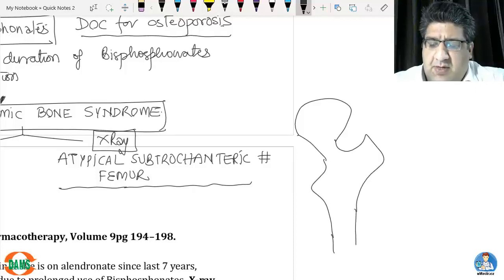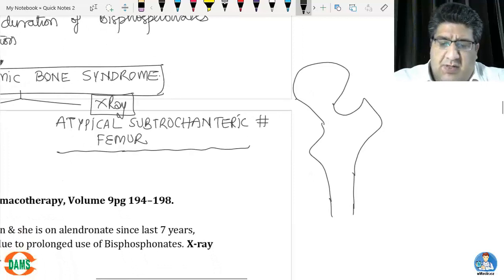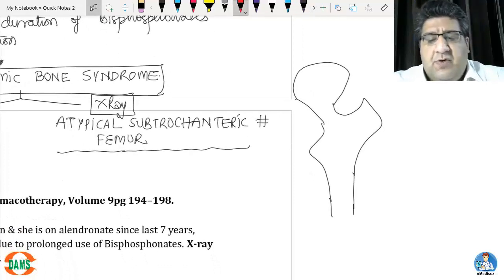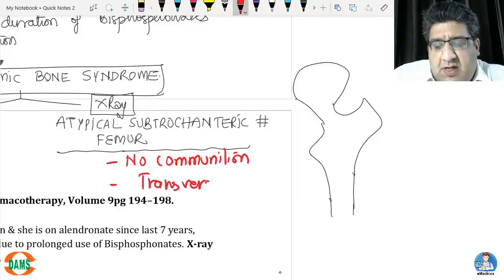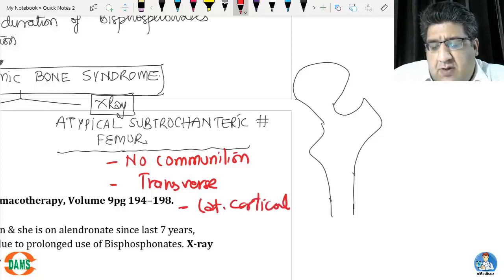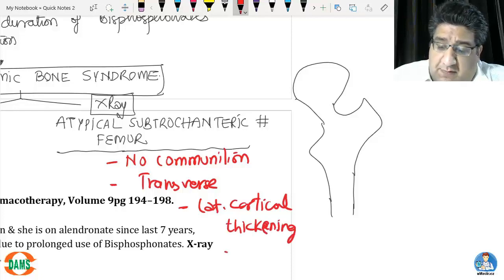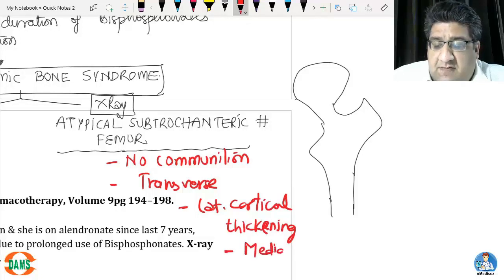What is so atypical about it? I will tell you. Normally in the elderly age group, whenever you see a fracture, you see more than two fragments, you see comminution. So there is no comminution. That is the first thing. Second, these fractures will be transverse in line. Third, they will have a lateral cortical thickening. The fourth thing is that these fractures do have a medial spike. So they are almost like this.